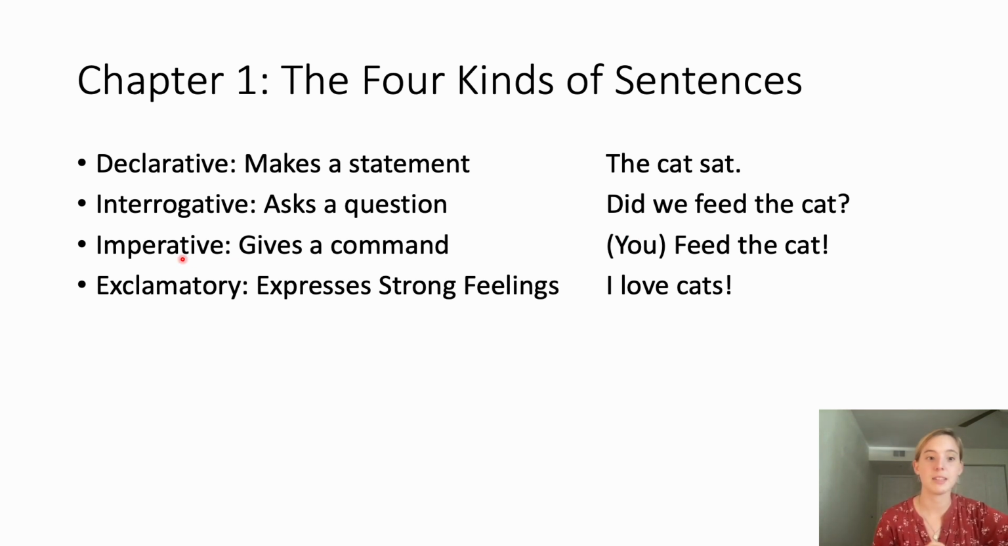I am interrogating someone. I'm asking questions. The third kind of sentence is the imperative sentence. It gives a command. Feed the cat. Not every imperative sentence has a subject, but rather the subject is implied. When I say feed the cat, I am giving a command to you to feed the cat. So always keep in mind that an imperative sentence may have an implied subject, you. Exclamatory sentences express strong feelings. I love cats! Exclamation point. We want to exclaim with our exclamation point our strong feelings about the subject.